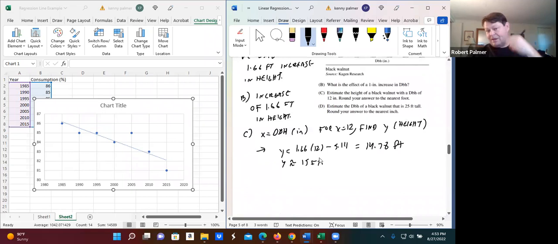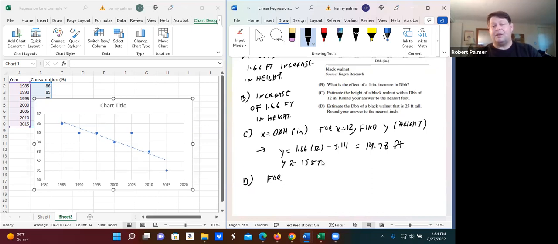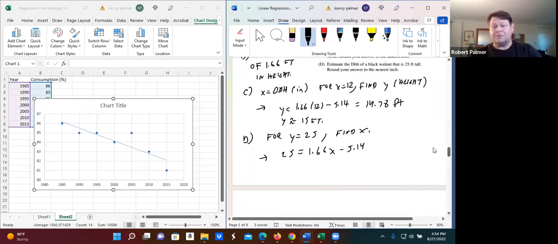If your diameter breast height is 12 inches, basically a foot across, we expect the height to be about 15 feet. Then D is estimate the DBH of a black walnut that's 25 feet tall. Okay, so here, that's the other way. We've done this kind of thing before. For Y, our height, if the height is 25, we're going to find X. Okay, so from our model, we have Y equal to 25 is equal to 1.66 times X, which is our unknown, minus 5.14. Then just solve for X.